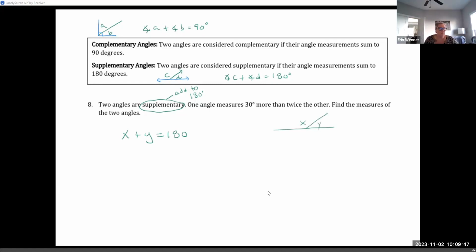One angle measures 30 degrees more than twice the other. So what that tells me is that one angle is 30 degrees more than twice that other angle, which we would write as X equals 30 plus 2Y. So now I have my system, right? This is my system right here. I want you to solve this system and send me your answers for what X equals and what Y equals.